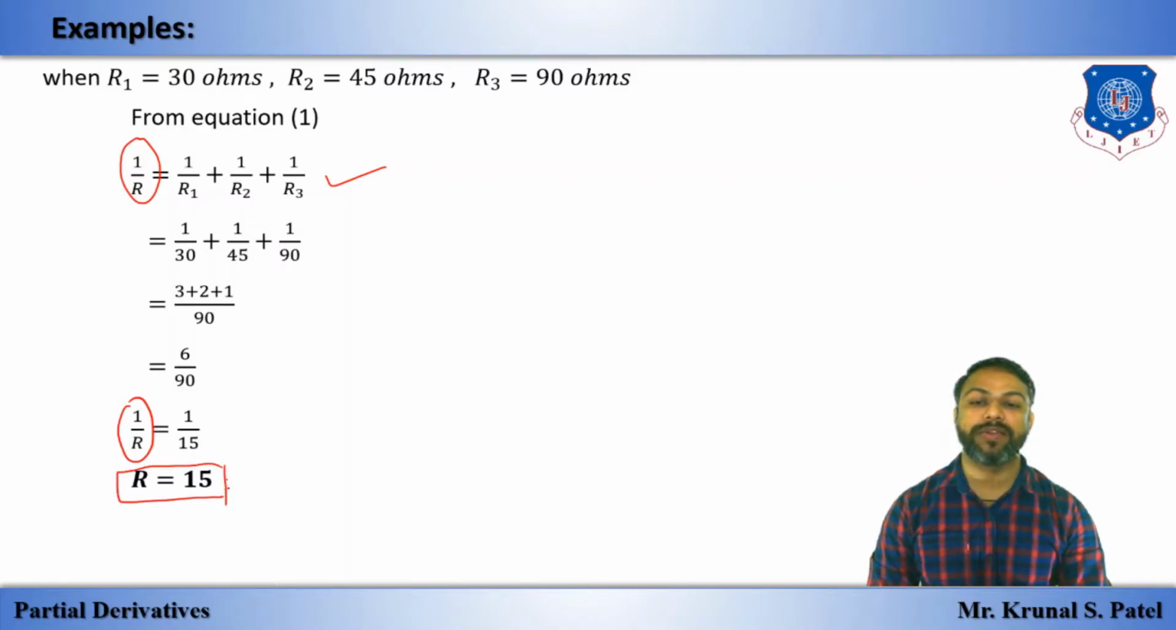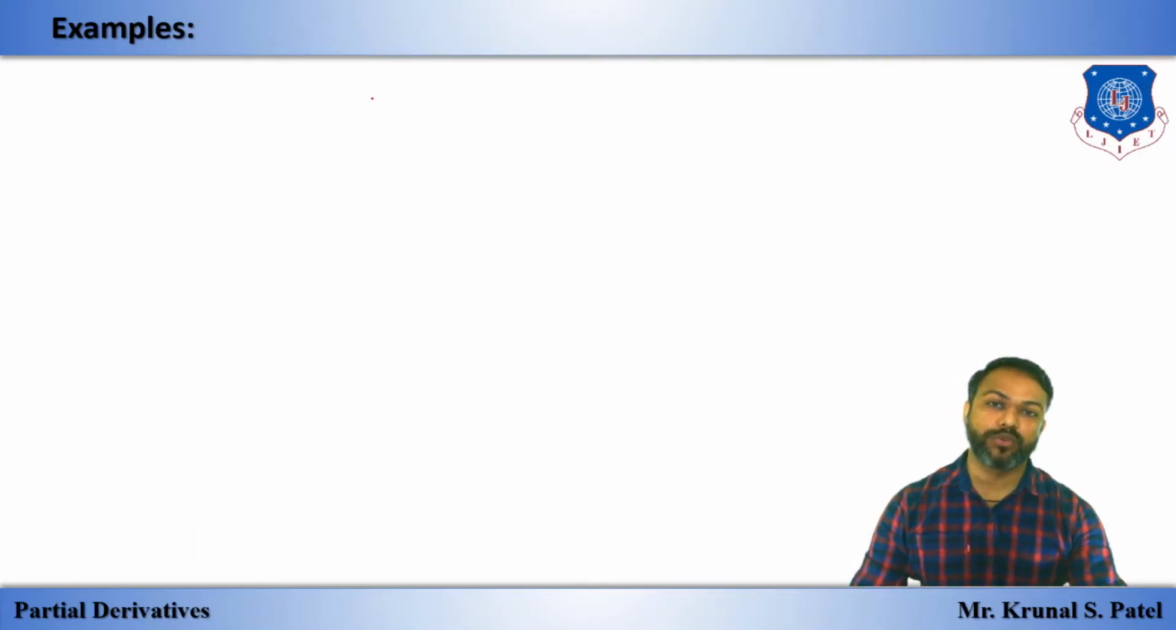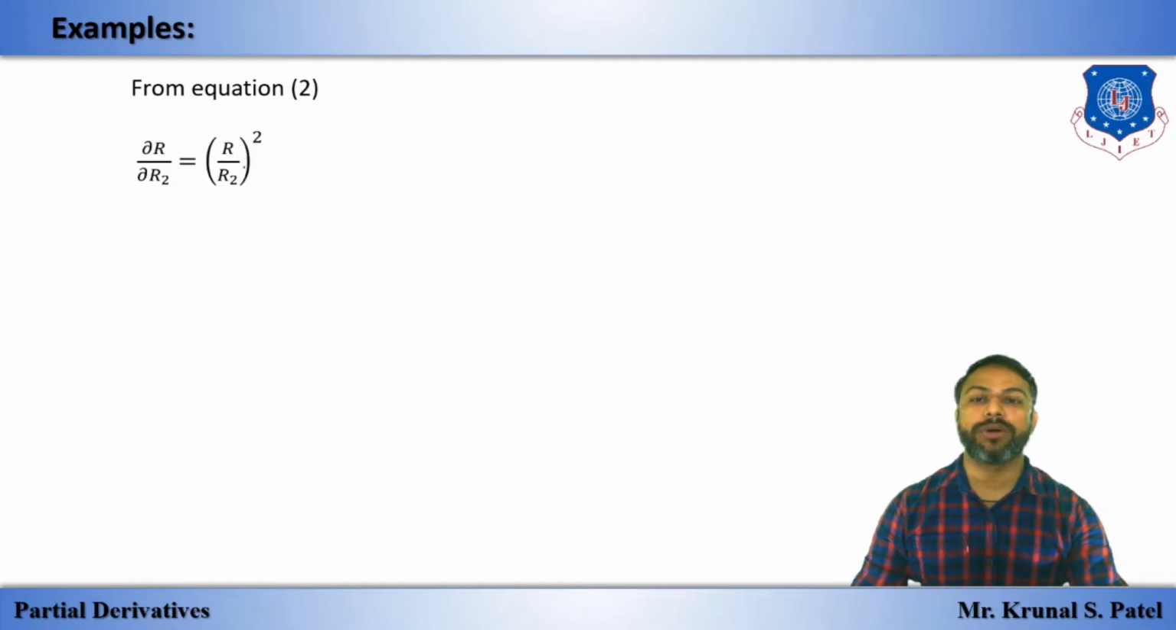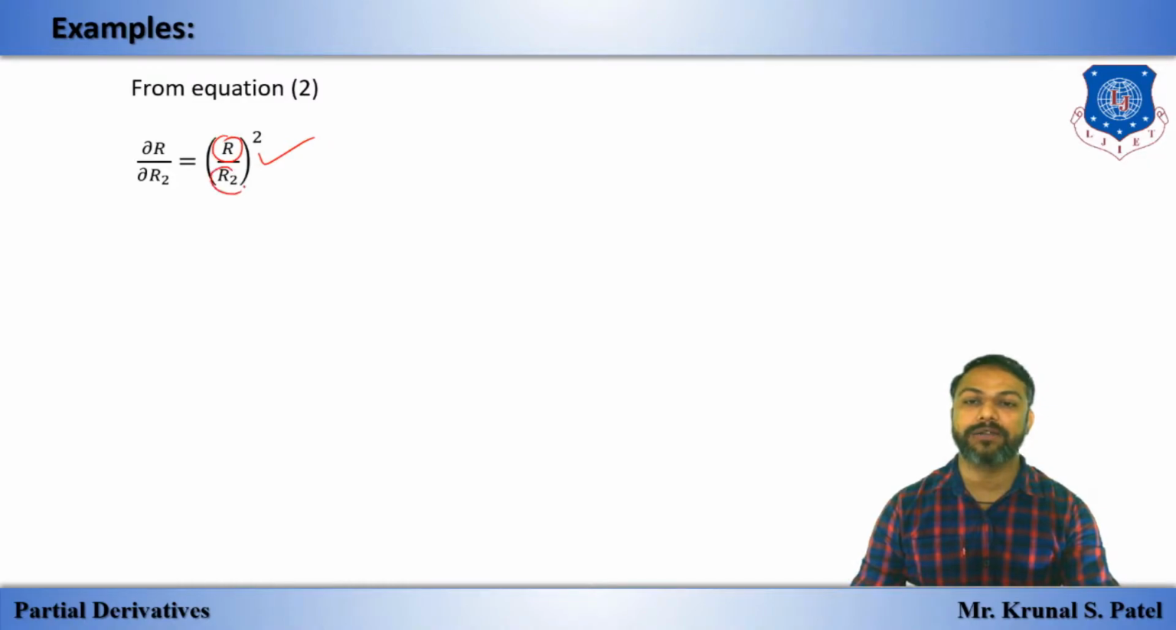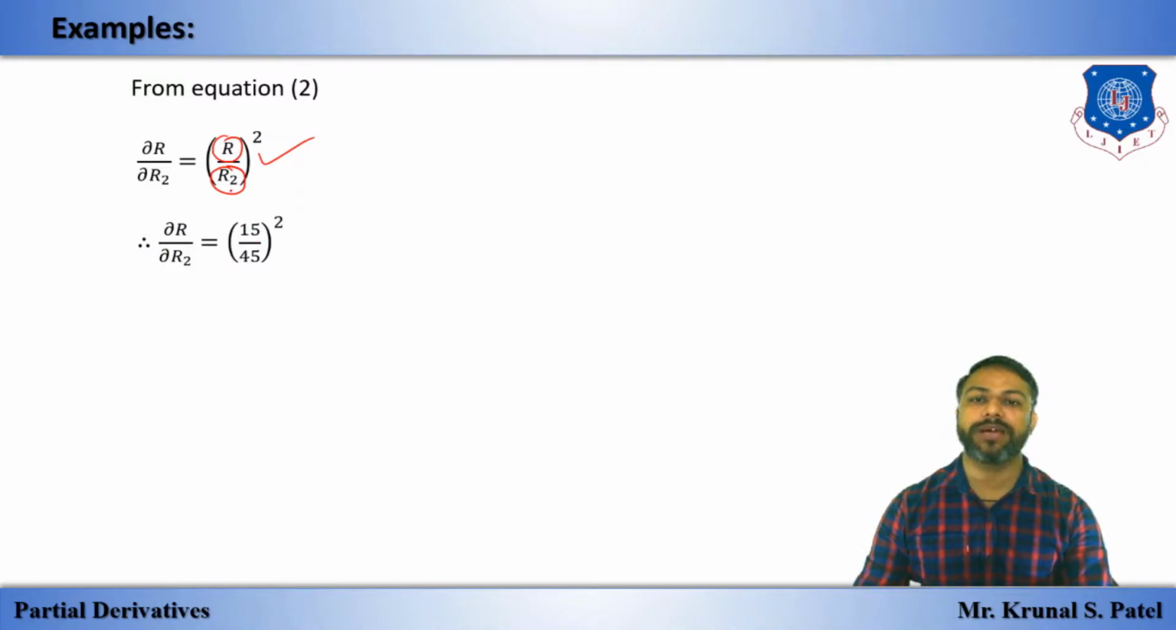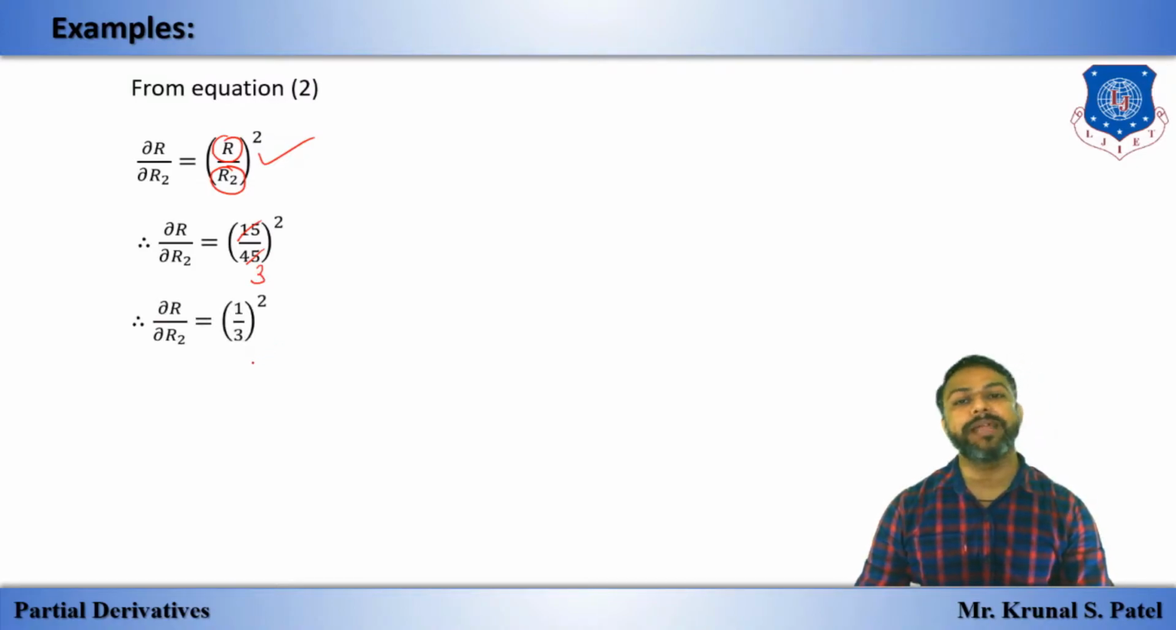Now we have the value of R and we know the value of R2 is 45. So by using equation number 2, what is equation number 2? Equation number 2 is del R by del R2 is equal to R by R2 whole square. Now we will put the values of R and R2. So the value of R we just found is 15 and the value of R2 which is given in the question is 45. By cancelling we have 1 by 3 whole square, that means 1 by 9. So this is our final answer.